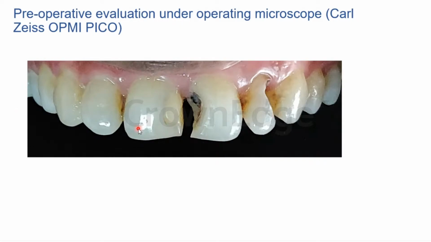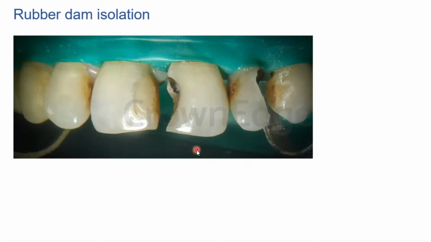So there's a microscopic photograph of the anterior segment again. If we look in the microscope, we can see the decay much more clearly. We can see the surface alterations more clearly. It gives us more illumination and magnification to our working site, which is extremely crucial in understanding the present status, the current status of the smile.